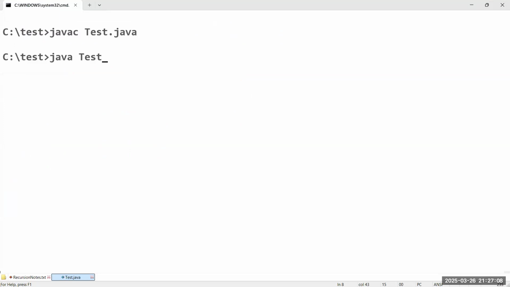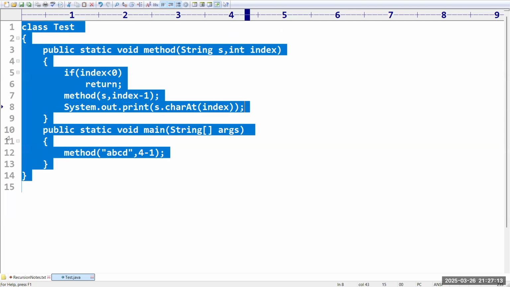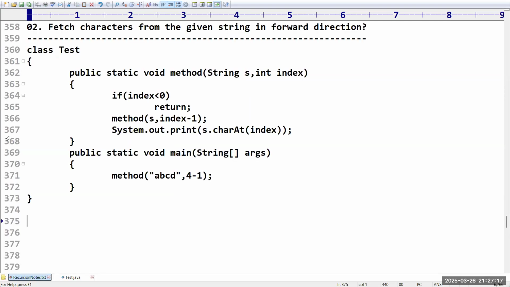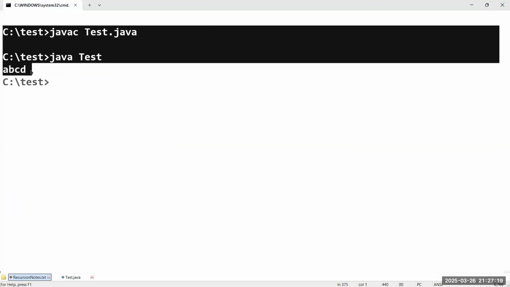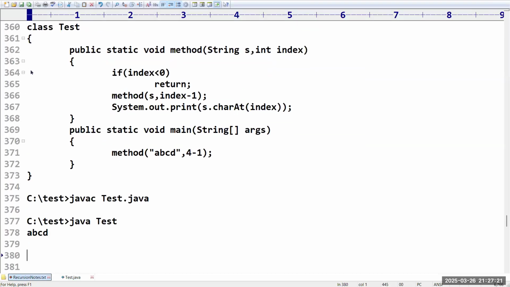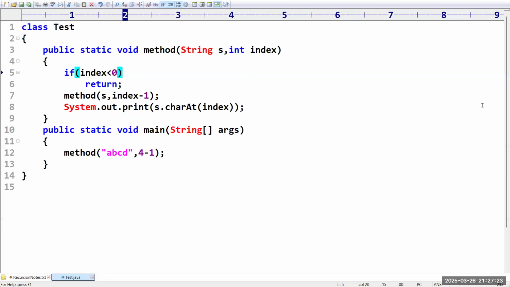I am compiling the program and executing. You can see it is printing ABCD. This is nothing but the output. Sir, what is the diagram for this? If you want, it's just a matter of one or two minutes, have a look once.